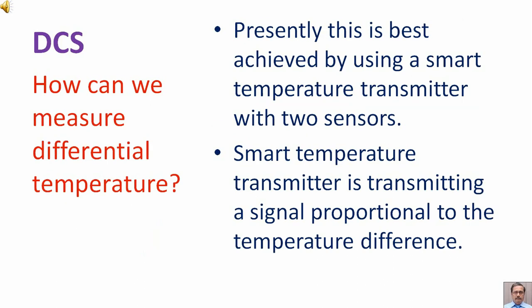How can we measure differential temperature? Presently, this is best achieved by using a smart temperature transmitter with two sensors. The smart temperature transmitter transmits a signal proportional to the temperature difference.